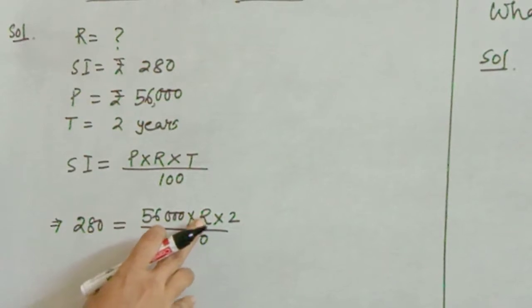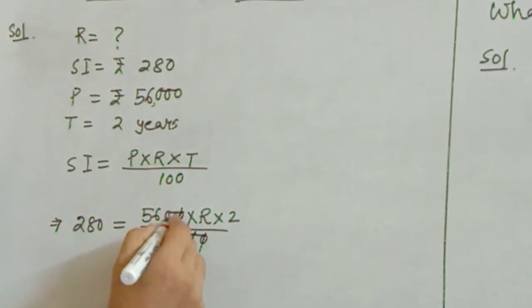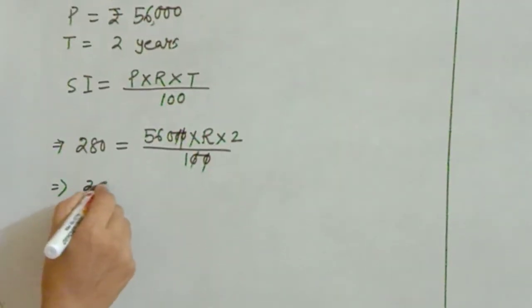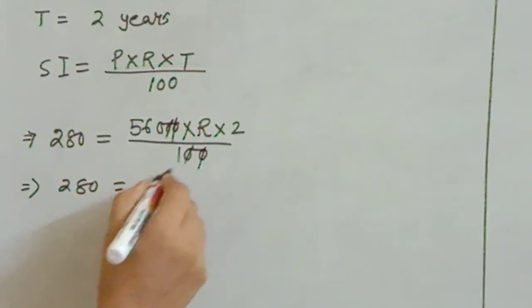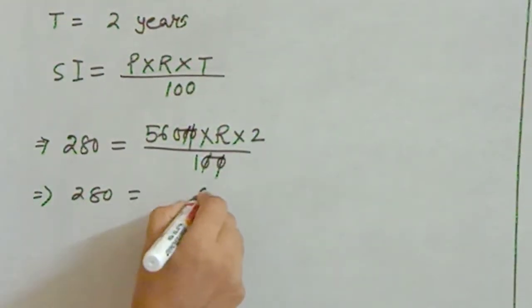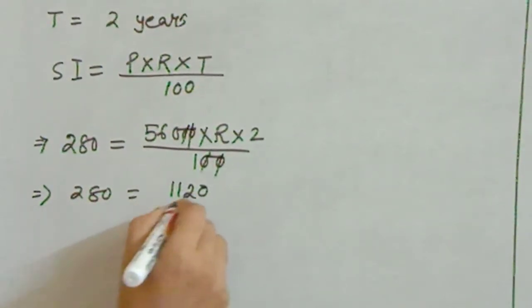So only R is missing here. We have to find the value of R. First of all, we will cancel this. Is it possible to cancel? Cancel. Now what happened? Rupees 280 is equal to 56 into 2, 0, 6 twos are 12, 5 twos are 10 and 1, 1120 R.